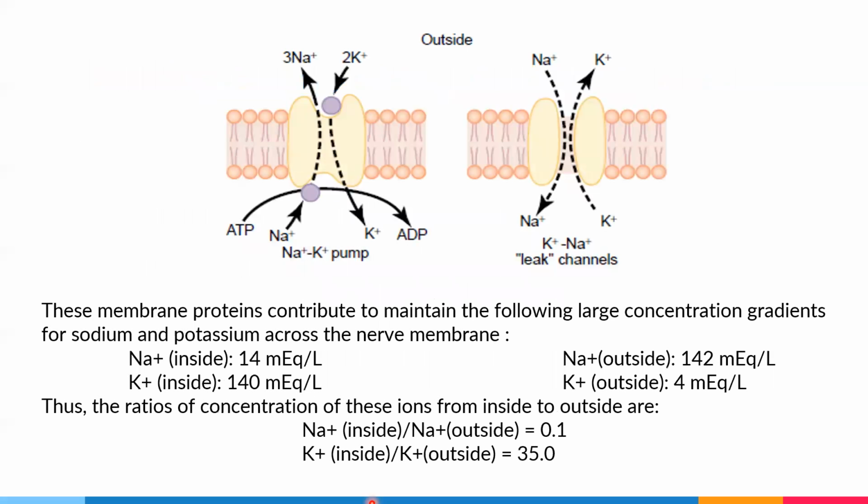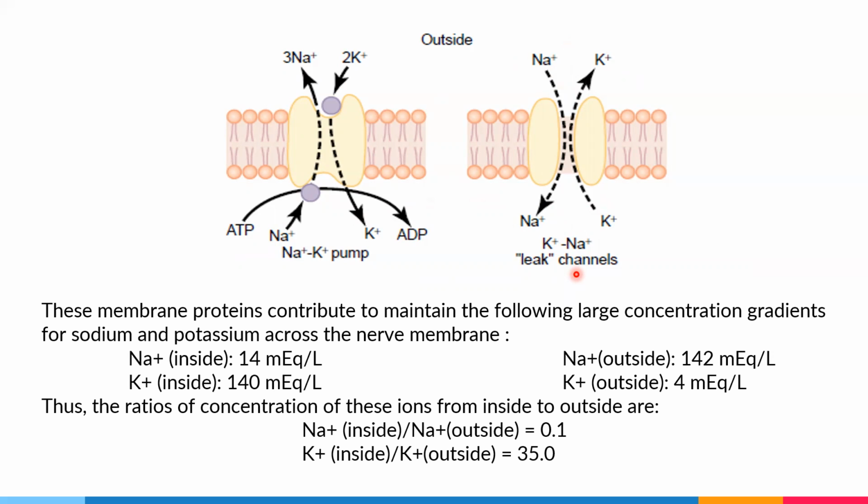This is again an overview of the whole thing. Here we are seeing the sodium potassium pump in action. Sodium ions are getting out of the cell while potassium ions are getting in, and the whole process requires ATP, and thus this is an active transport. Whereas leak channels are just open gateways via which sodium and potassium can pass through depending on the concentration gradient. Sodium tries to move into the cell while potassium tries to move out of the cell, and these are known as the potassium sodium leak channels.